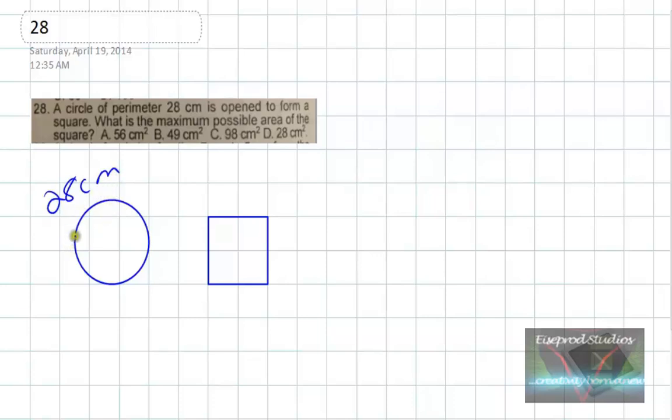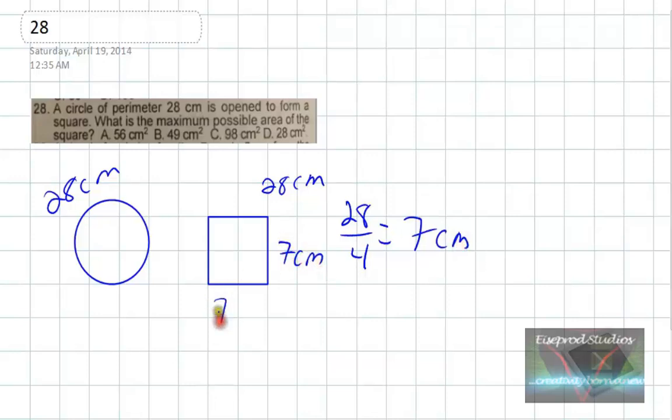So that means that the distance around the circle is 28. That means that the distance around the square can only be 28. It's not going to get any larger, and there's really no reason for it to get any smaller either. So this also has a perimeter of 28 centimeters. Since it's a square, we know that all of the sides are exactly the same. So we can take 28 and divide it by its 4 sides to figure out what each side measures. So 28 divided by 4 is 7. So now we know that every side of the square is 7 centimeters.